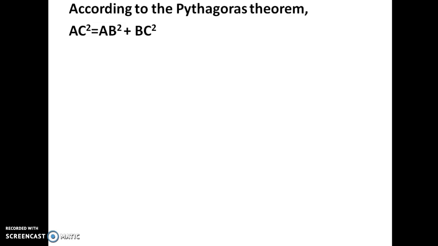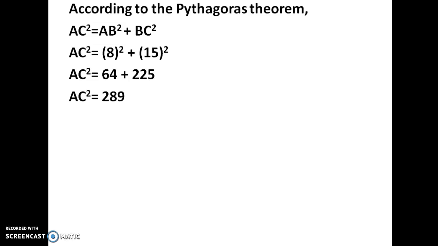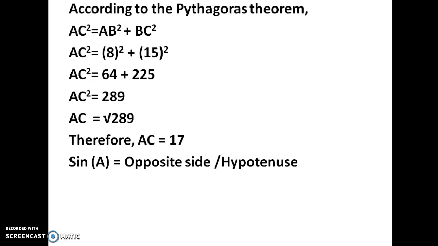Now with the Pythagoras theorem we can find out the unknown side length. The hypotenuse is unknown. So AC square is equal to AB square plus BC square. AB is 8, so 8 square is 64 and 15 square is 225. Then add everything together. So you will get 289. That is AC square. If we want AC, we have to take the root. Root of 289 is equal to 17. So AC is 17 centimeter.